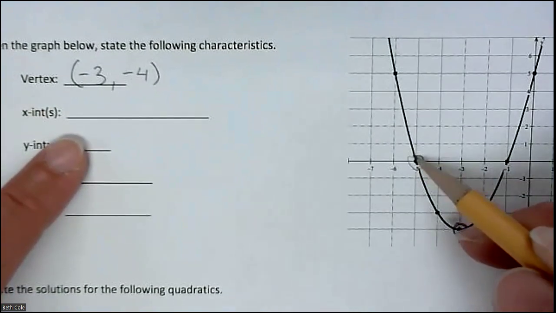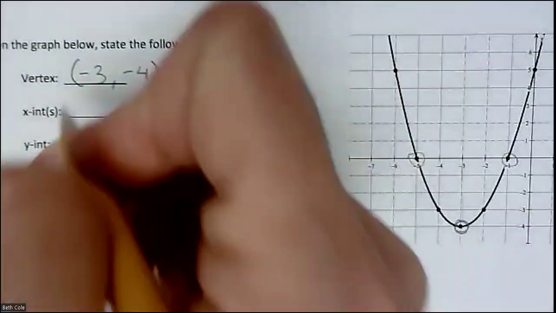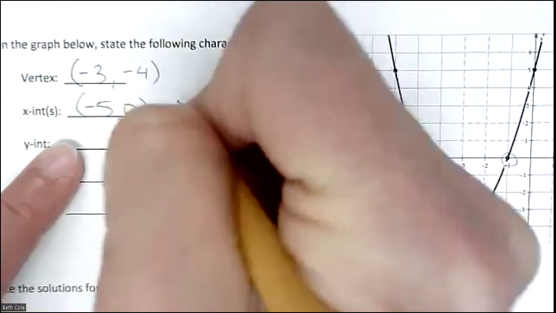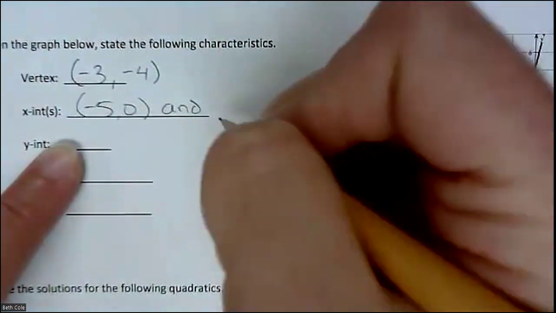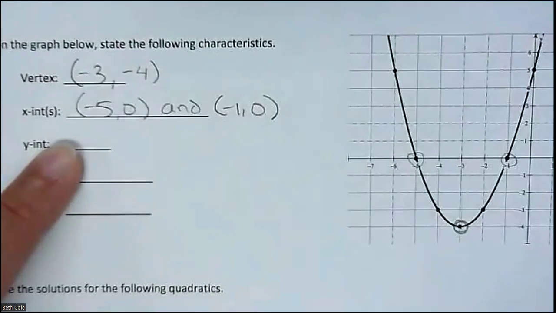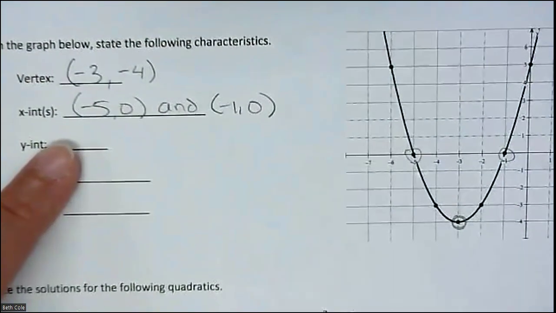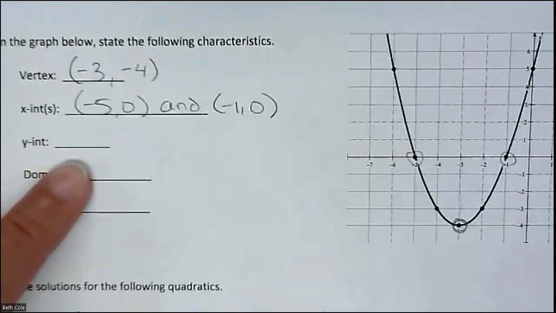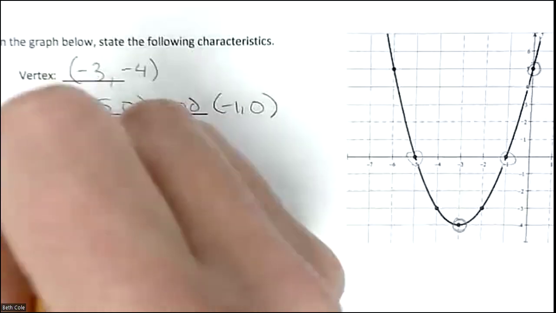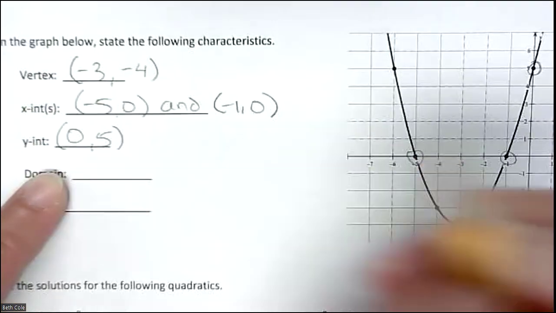All right, your x-intercepts are these two. So it's -5, 0 and -1, 0. If you didn't write "and" in between, that's fine. Just trying to show you there's two separate things. All right, y-intercept, what did you put? 5. Yep, 0, comma 5.